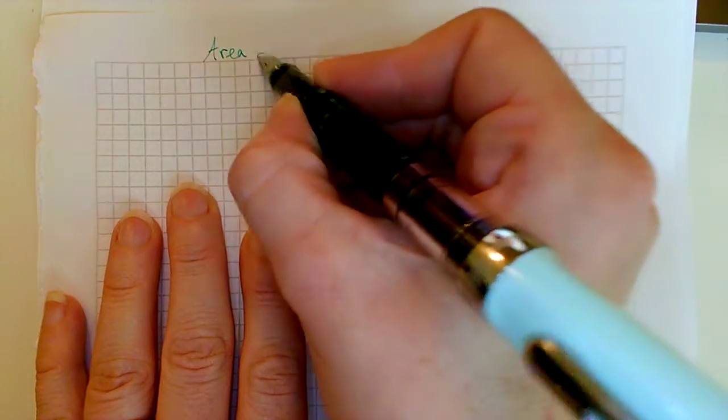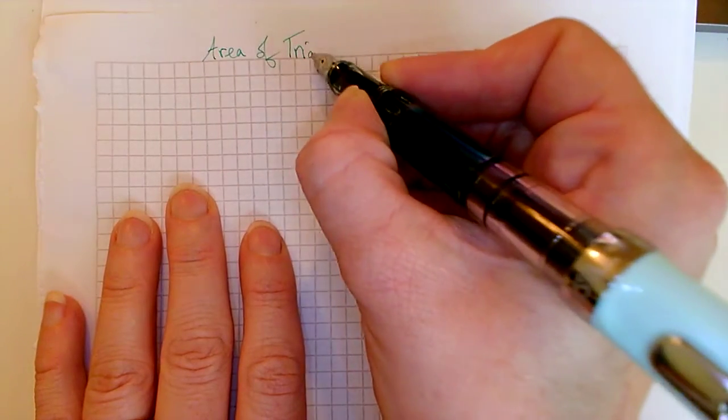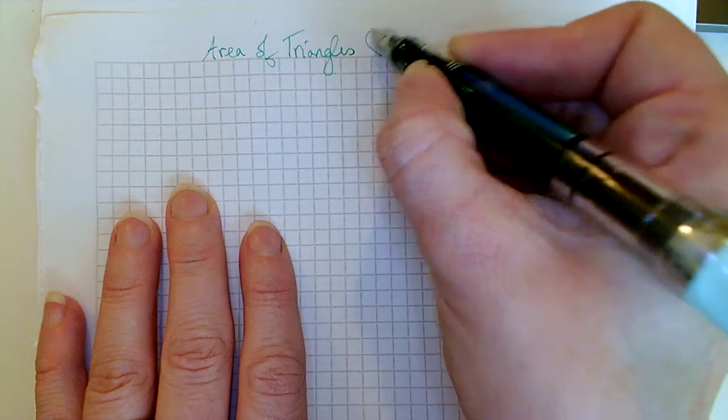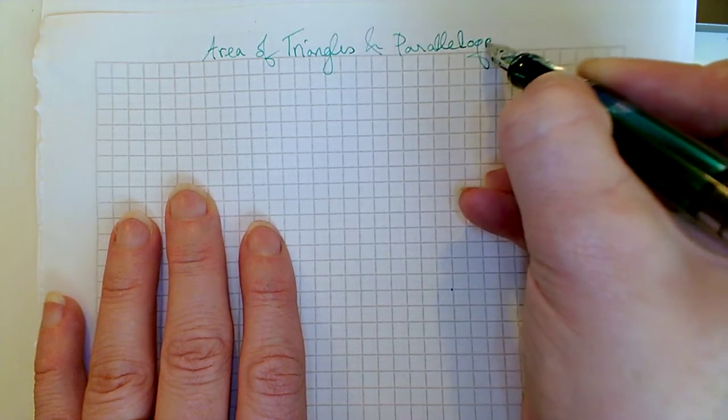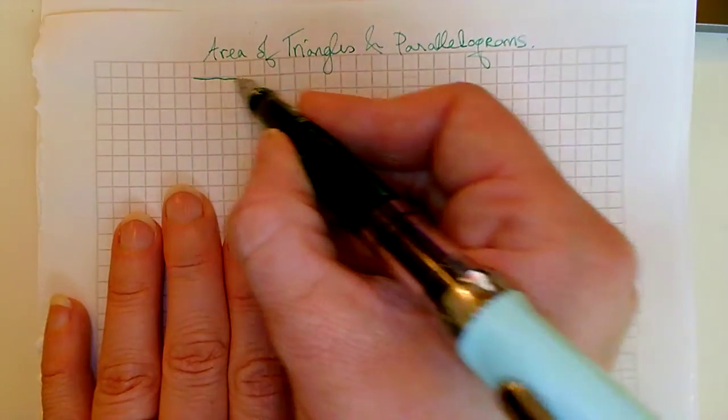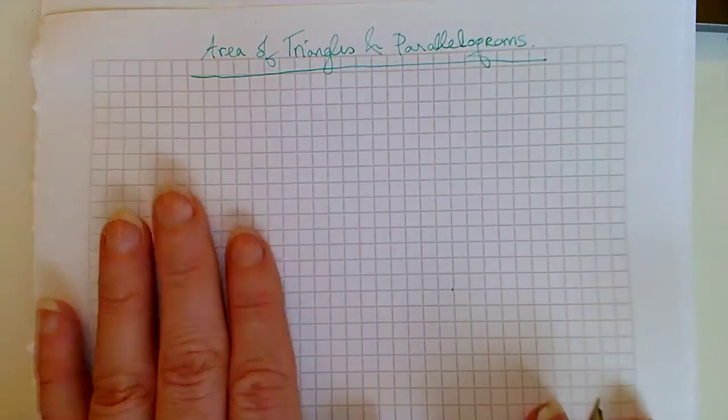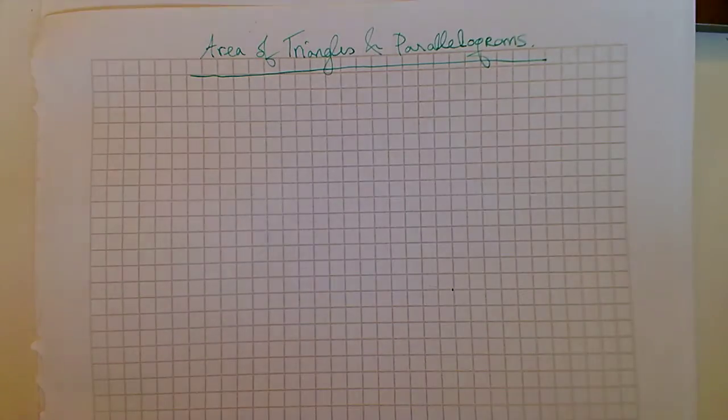Now, today we're going to start by looking a little bit further at area of triangles and parallelograms. This is something that you'll have done in area and volume as well, so we won't spend too much time on it, but it's useful to go over some of the questions, some of the concepts that are here.